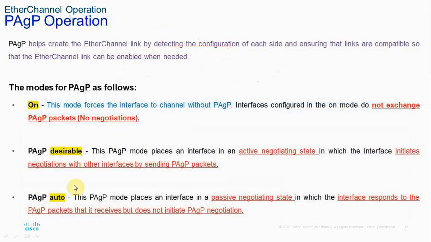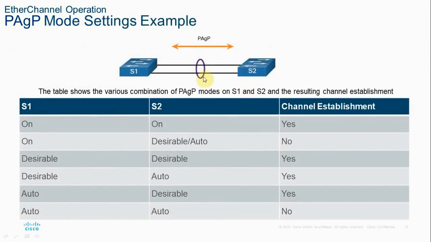So that is auto mode. Auto mode means in this mode I will just reply. This is passive negotiation. Passive negotiation means it will respond. So here this switch will respond, yes, I am ready for the negotiation. It cannot ask, it can only respond. So these are three modes.